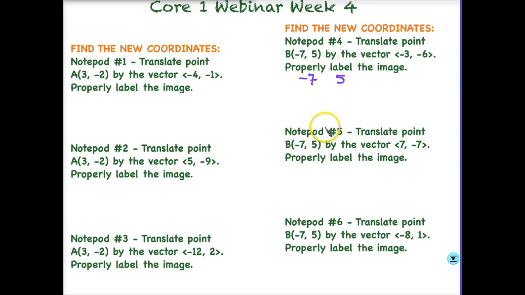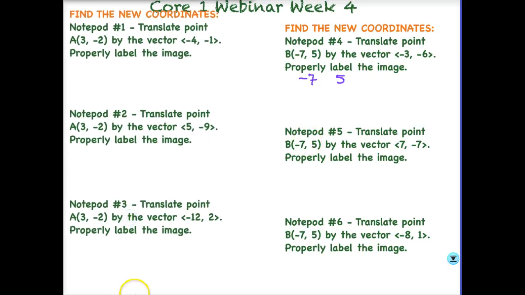All right, I'm going to go to Cece then. So let's go to student 3. All right, so that would be Cece. Cece, you have 3, -2, and you're going to translate by -12 and 2. All right, Cece, let's see how you did.